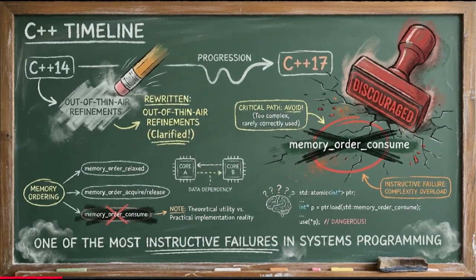They had to step back and refine the wording around those out-of-thin-air results in C++14 because defining what constitutes a real dependency versus a fake speculative one in the math was just incredibly slippery. And by C++17, that disconnect basically hit a brick wall. A major feature from C++11, standard memory order consume, was officially discouraged. This is actually one of the most instructive failures in the history of systems programming.